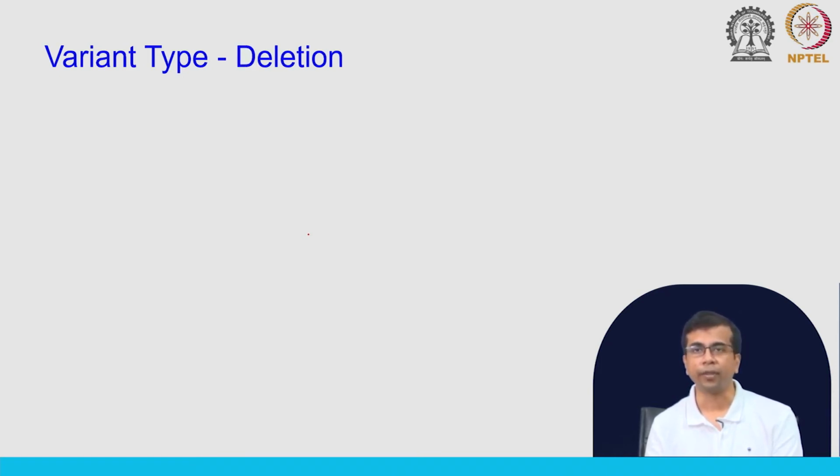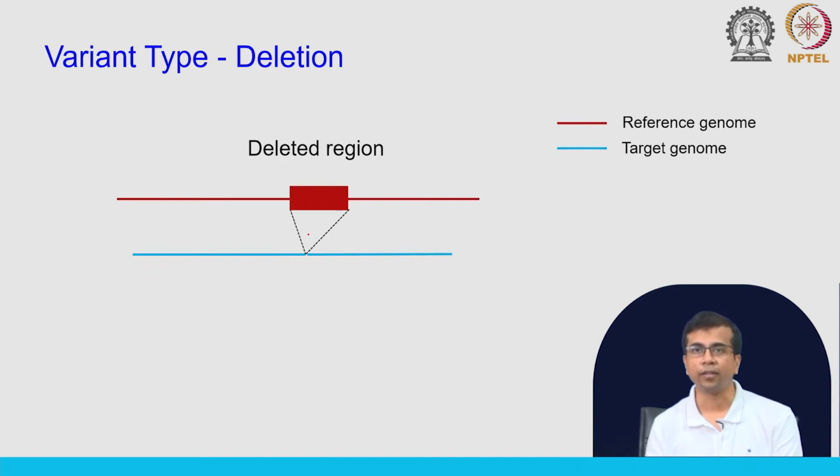Then you also have something called deletion, and this looks something like this. So, we have the reference genome in red and the target genome or the sample genome in blue.